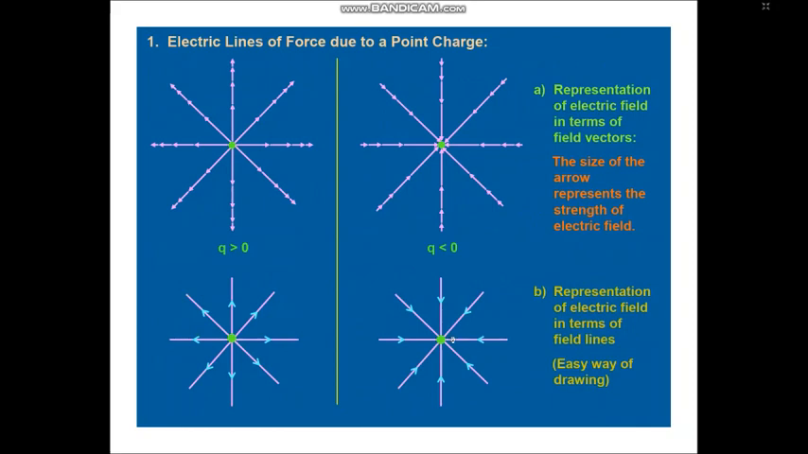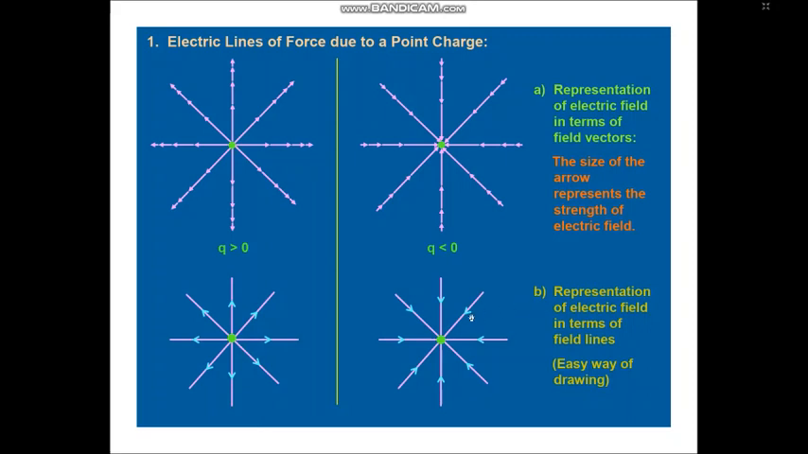For example, first, electric lines of force due to a point charge. For Q greater than 0, that is for positive charge, representation of electric field in terms of field vectors. The size of the arrow represents the strength of electric field. The strength of electric field is more near the charge and less away from the charge. Similarly, for Q less than 0 or for negative charge, the strength of electric field is more near the charge and less away from the charge.